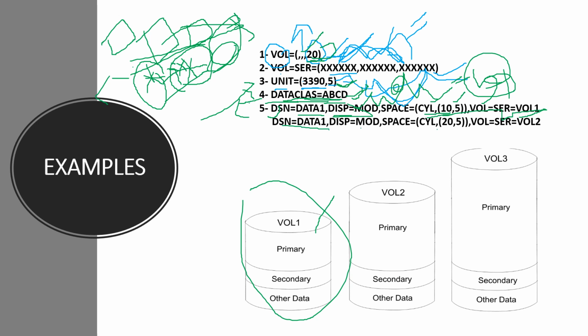But in the next step, the primary will be different. The primary allocation will be 20 cylinders, and again the secondary will be 5 cylinders. It will use the whole volume until it is full, or until the extent value of the data set is full. You know the extent, right? If it is a PS file, it could go up to 16 extents in a volume. Until the extent value is full, it will be using that volume. And for volume 3, if you specify 30 cylinders here, again it will take the primary 30 cylinders first, and the secondaries will be used here.